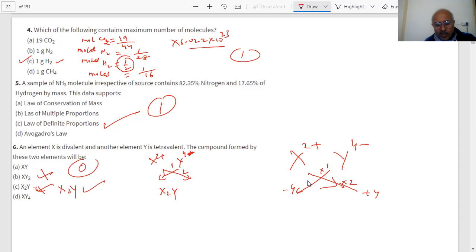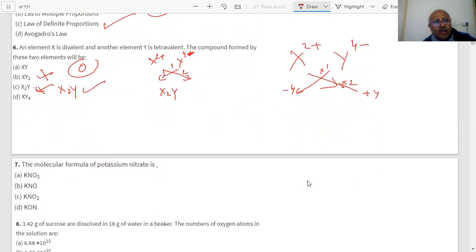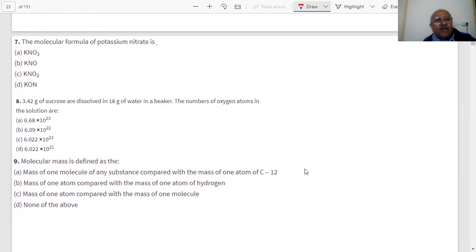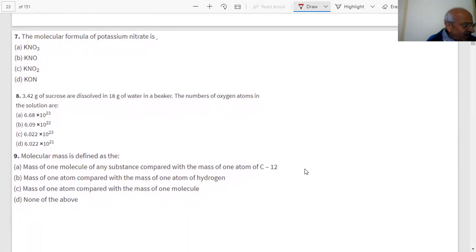Student, next question on the screen. The molecular formula of potassium nitrate is, students, A part. Potassium is this, nitrate is this, so KNO3 is the correct answer, student. Next question on the screen.